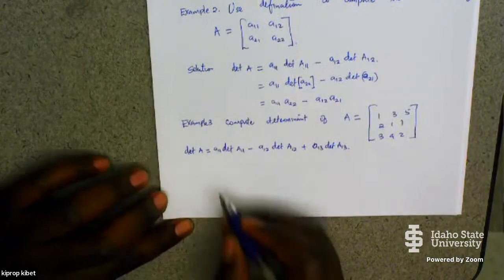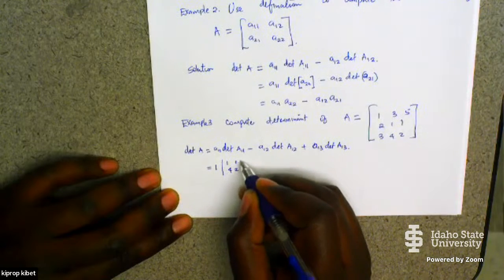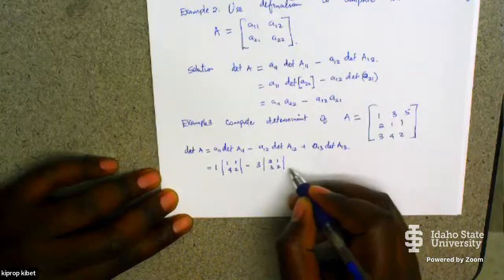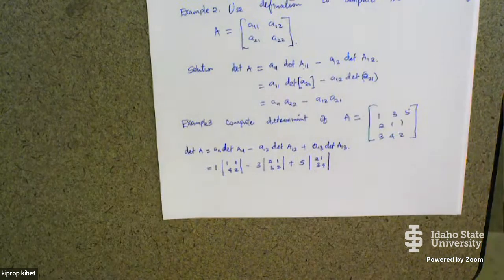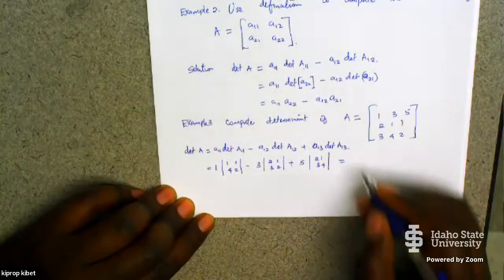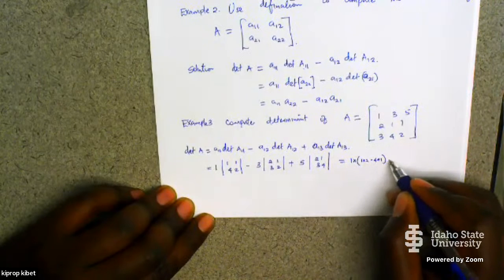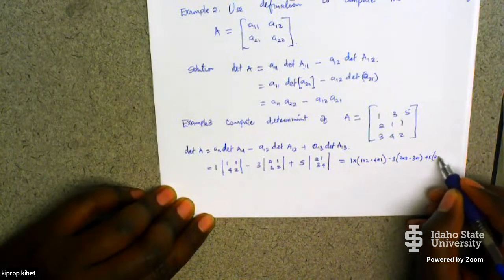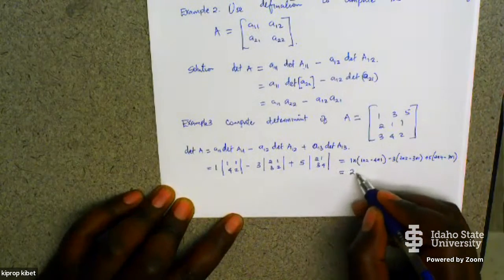In this case, A11 is 1, times the determinant of 1 1, 4 2, minus A12, which is 3, times the determinant of 2 1, 3 2, plus 5 times the determinant of 2 1, 3 4. Finally, it is 1 multiplied by (1 times 2 minus 4 times 1), minus 3 times (2 times 2 minus 3 times 1), plus 5 times (2 times 4 minus 3 times 1). And this gives us 20.